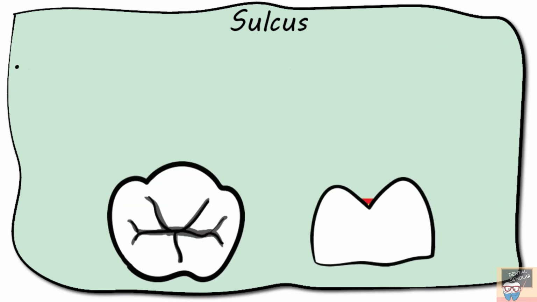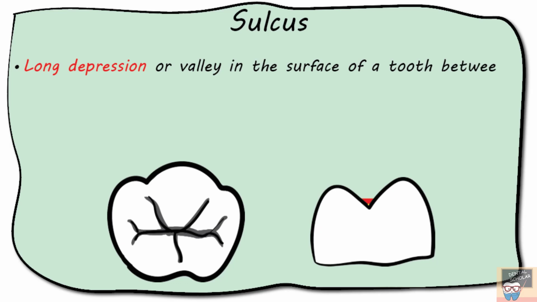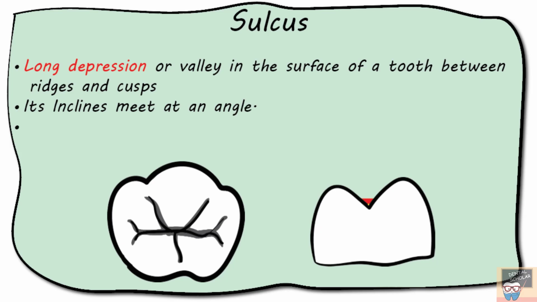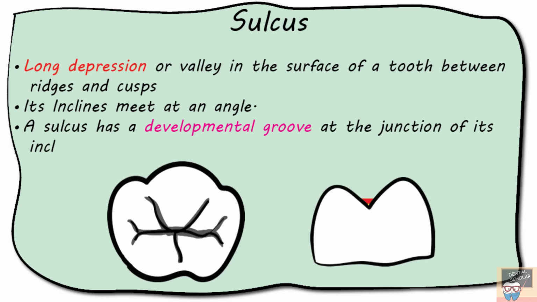The next feature is sulcus. Sulcus is a long depression or valley in the surface of a tooth between ridges and cusps. The inclines of sulcus meet at an angle, and the sulcus has a developmental groove at the junction of its inclines, as you can see in this diagram.